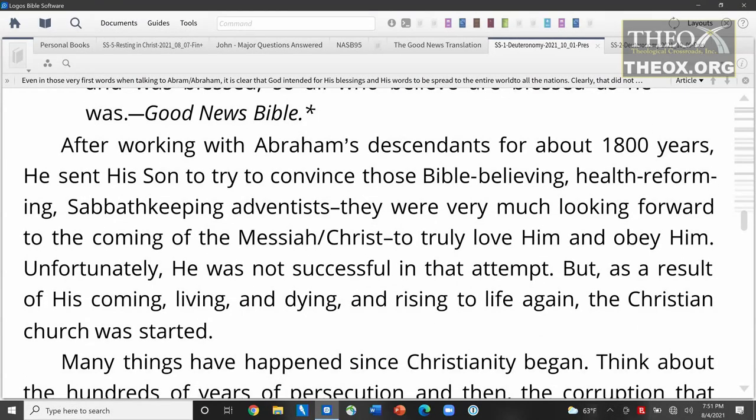So, after working with Abraham's descendants for about 1,800 years, he sent his son, this is God talking now, to try to convince those Bible-believing, health-reforming, Sabbath-keeping Adventists. I mean, they were very much looking forward to the coming of the Messiah Christ, so that's the definition of an Adventist. To truly love him and obey him, unfortunately, he was not successful in that attempt. But as a result of his coming, living and dying, and rising to life again, the Christian church was started.